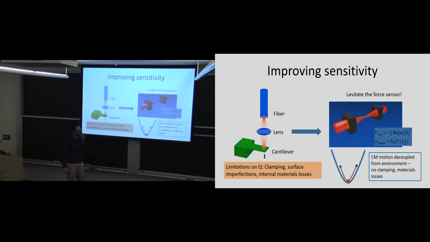So what I've done here now is, by looking at the center of mass motion of this object, I'm very well decoupled from the environment. I don't have this thing mechanically clamped to any substrate, and as long as the sphere is rigid enough, I don't need to be concerned with the internal materials loss of the bead itself. I'm only looking at the center of mass displacement. But I'm missing what's giving the sort of amplification that previously you were getting from the Q factor.